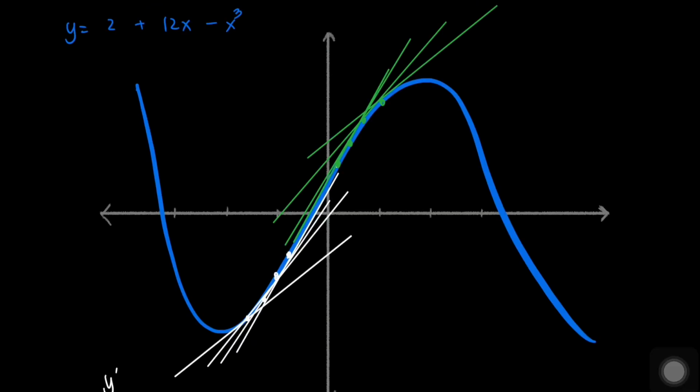Now, the point where the graph changes from concave upward to concave downward is what we call the point of inflection. Right? So that is now the point of inflection.